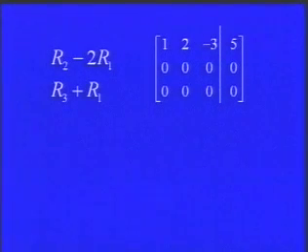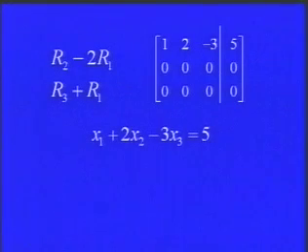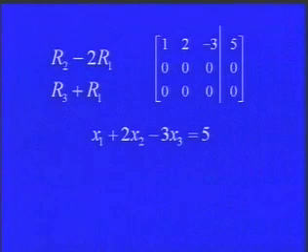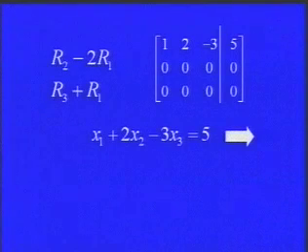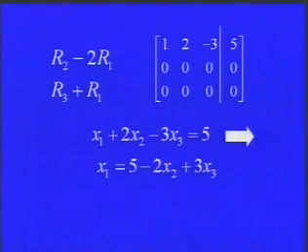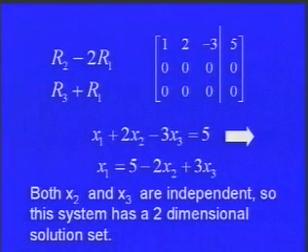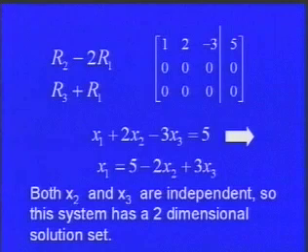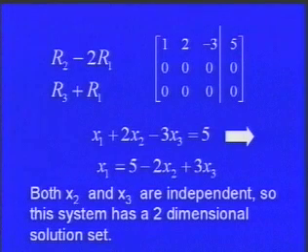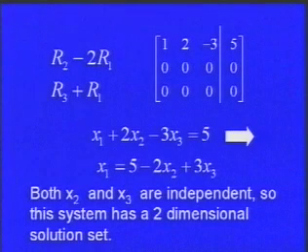This is one of those systems where we have intersecting planes. They're all coinciding planes. Okay, so I get x1 plus 2x2 minus 3x3 is equal to 5. Solving for the guy on the left again, I get x1 is equal to 5 minus 2x2 plus 3x3. That means that both x2 and x3 are independent. So that system has a two-dimensional solution set. And like we said, because it all reduced down to one equation in a 3x3 system, it was like 3 coinciding planes. Okay, a two-dimensional solution set.